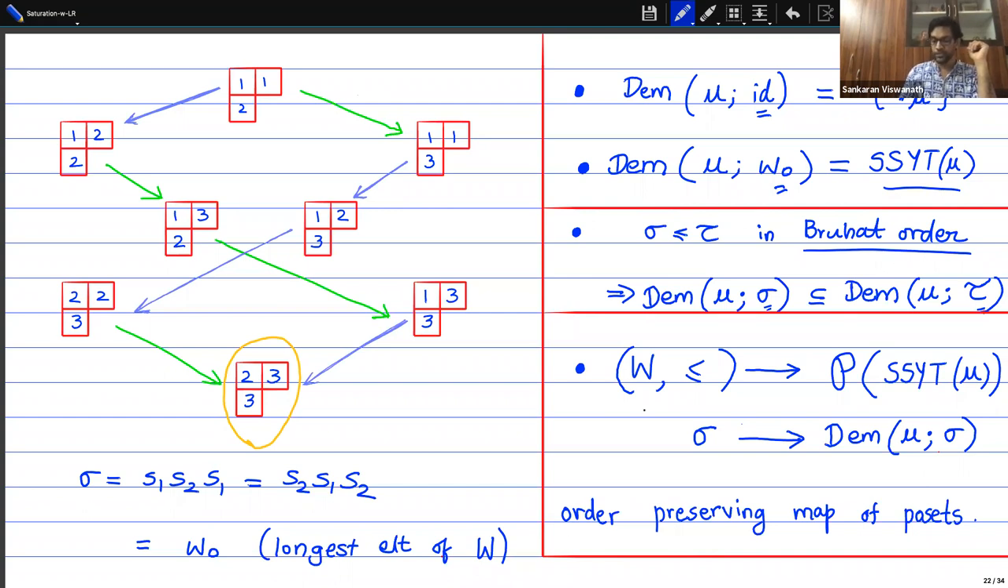Okay, in other words, if you think of W as a poset under the Bruhat order, and on the other hand I have this power set of the set of semi-standard tableaux, so subsets of semi-standard tableaux ordered under inclusion, this map is an order-preserving map of the sets. Okay, and this is the other important property. For the identity, I get just a singleton, and for W0, I get everything.